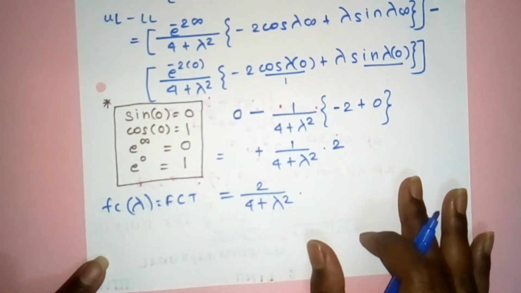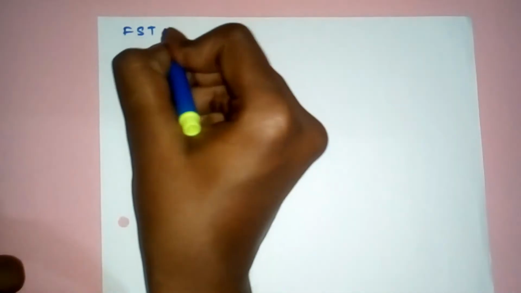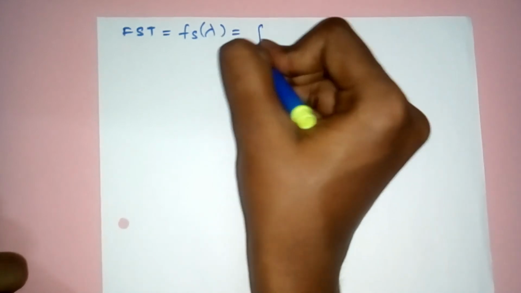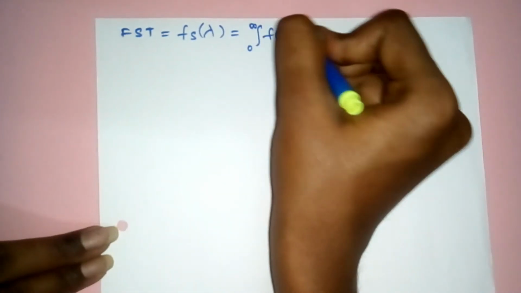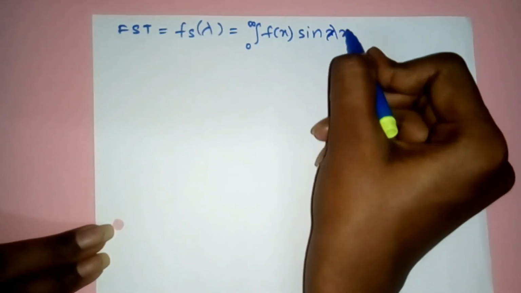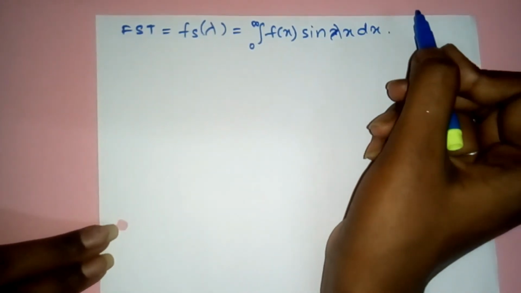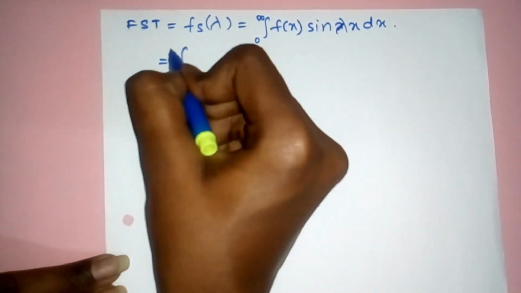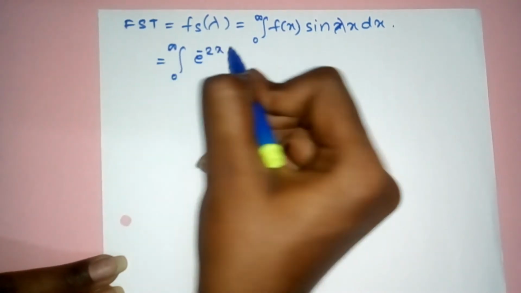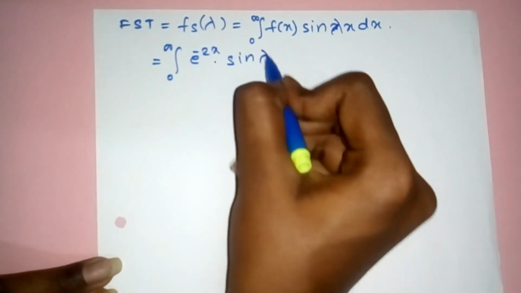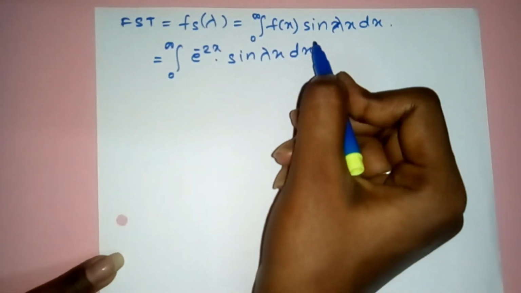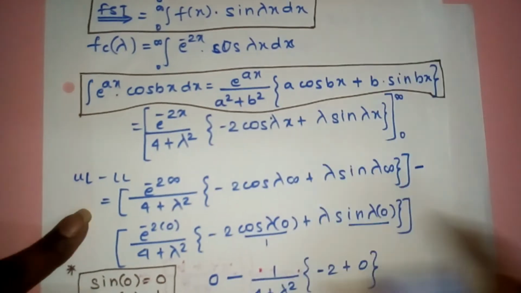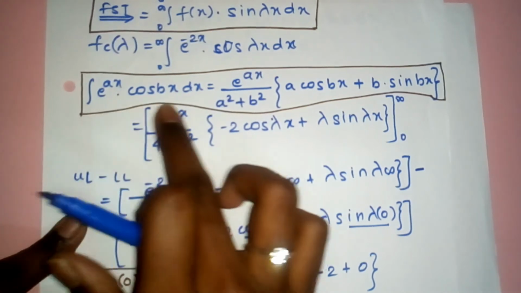So now we will find FST. FST is Fs of lambda, which we are finding. The formula is integration of 0 to infinity f of x into sine lambda x dx. Now we will put the value f of x as e raised to minus 2x. So therefore integration of 0 to infinity e raised to minus 2x into sine lambda x dx. Then we have the same formula as we used for finding FCT, that is integration of e raised to ax into cos bx dx.